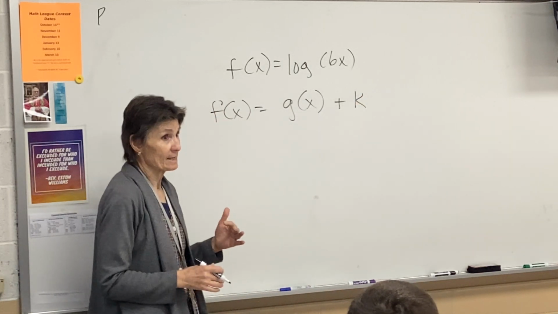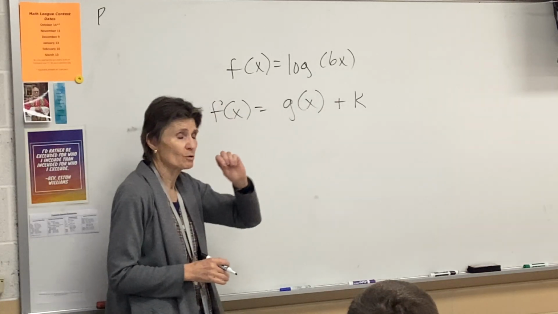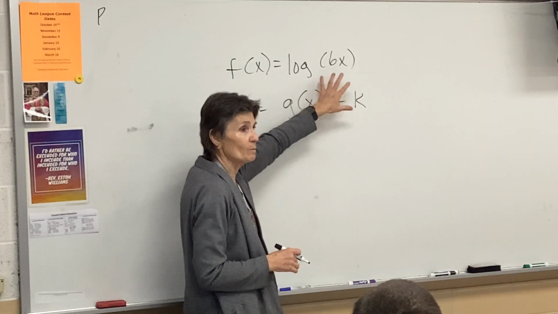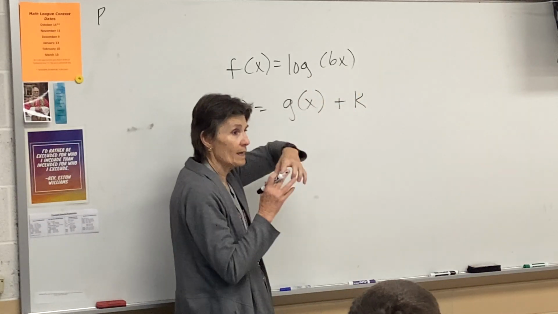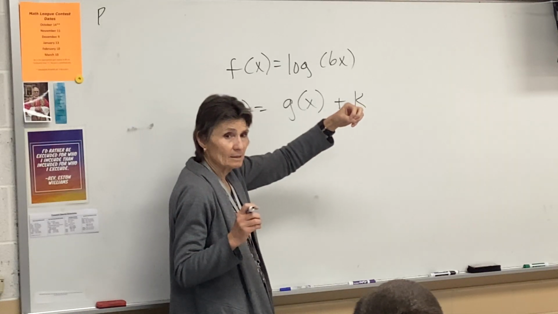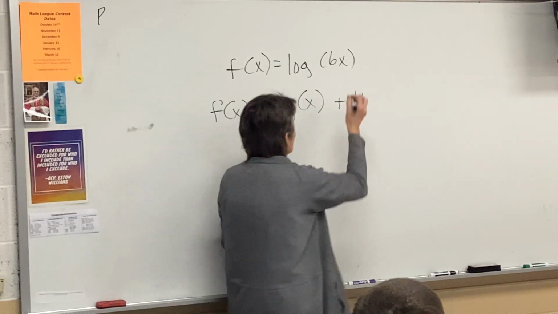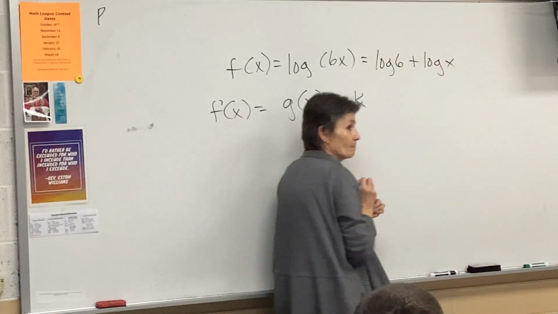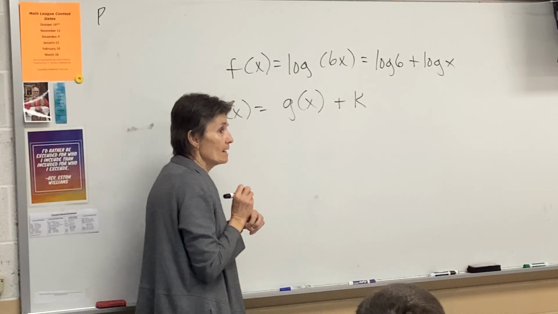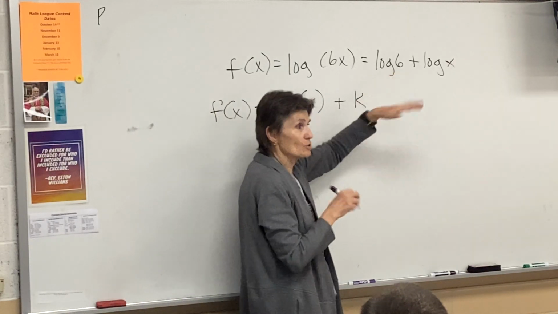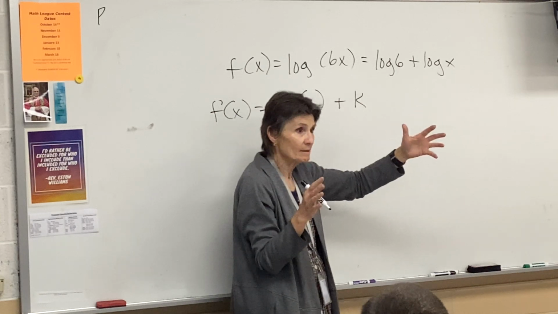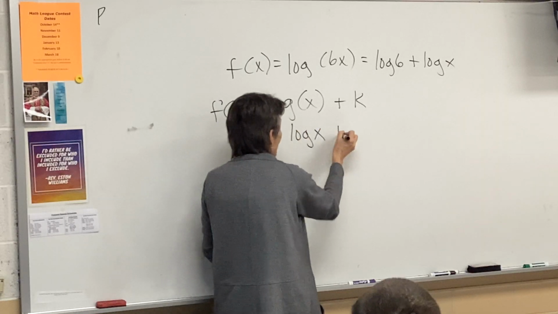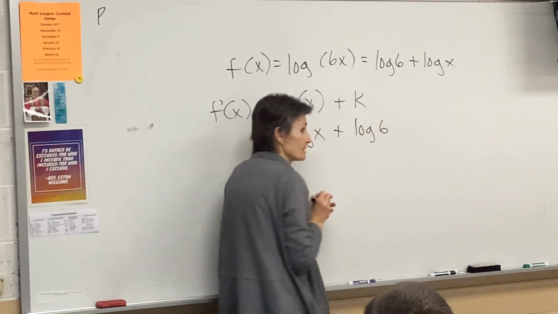Well, it's actually quite easy. The problem always looks so complicated, but it's really pretty easy. What do we know about when we take the logarithm of a product? We can split it into a sum. So wouldn't this be the log of 6 plus the log of x? And isn't the log of 6 just some number, some constant? So we're done. Our function is log x, and our constant is log 6.